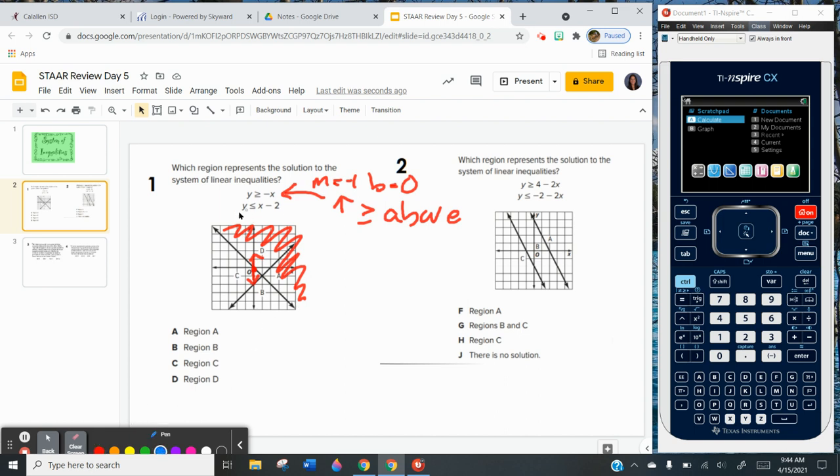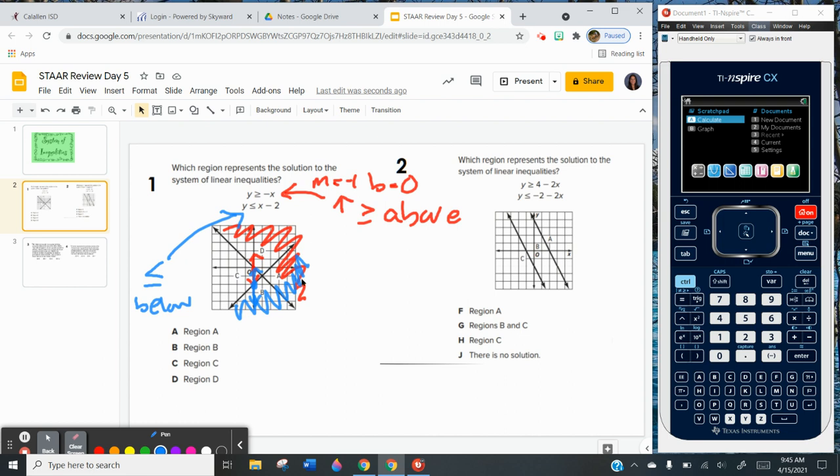The next one we're looking at is the second line, which is y is less than or equal to x minus 2. It has a y-intercept at -2 and a slope of 1. That symbol right here means less than or equal to, which means below the line. So if I draw an arrow going up, above the -2, and then below the -2, you want to shade below. So everything below the line would be this side of this line.